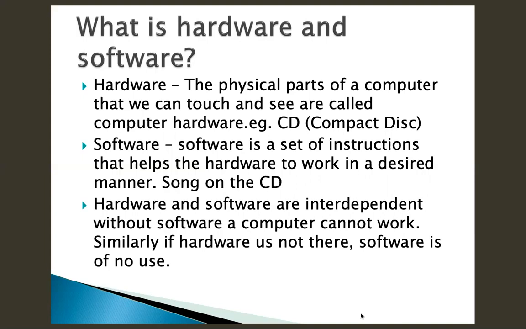Now, hardware and software are interdependent. Without software, a computer cannot work. Similarly, without hardware, software is not of any use. Now, let us see one example. Your monitor is a hardware because you can touch it. Your CPU is a hardware, you can touch it. Your mouse is a hardware, you can touch it. So the physical part which you can touch is a hardware.